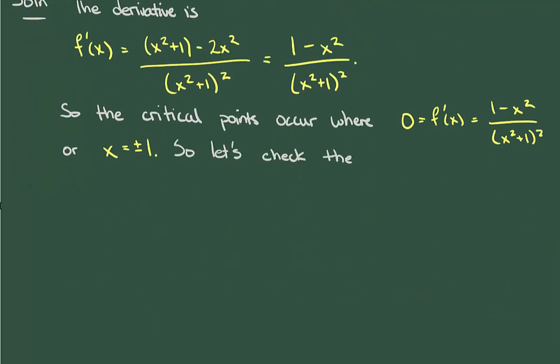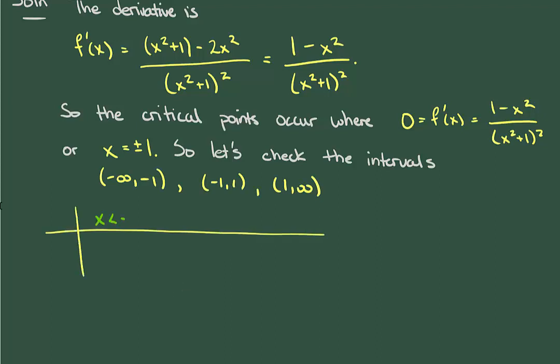Using these points to cut the real numbers up into intervals, we want to find the sign of f prime on each of these intervals. I like to express this as a table, but you can do it some other way. And we can find the sign just by plugging any point in each of these intervals into f prime. If we do that, we get the following.